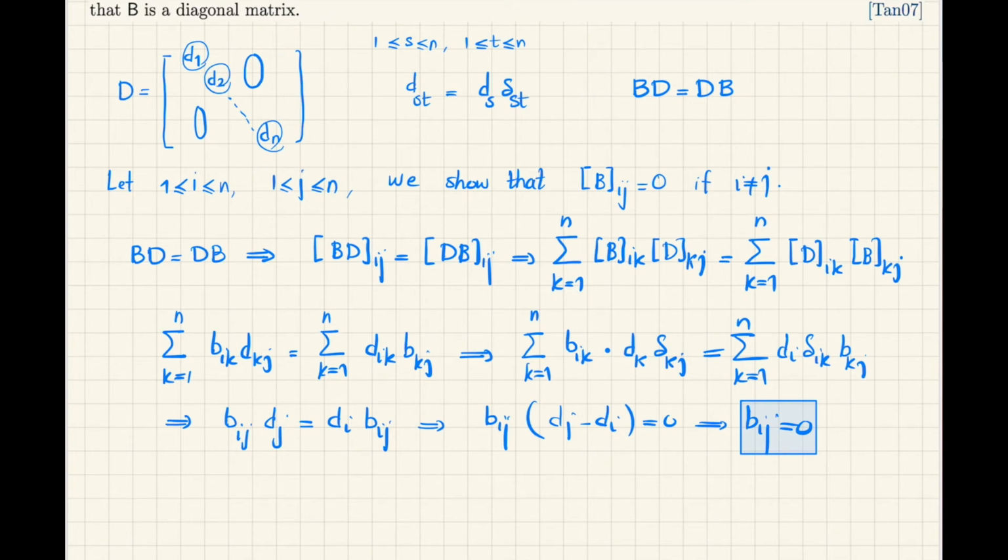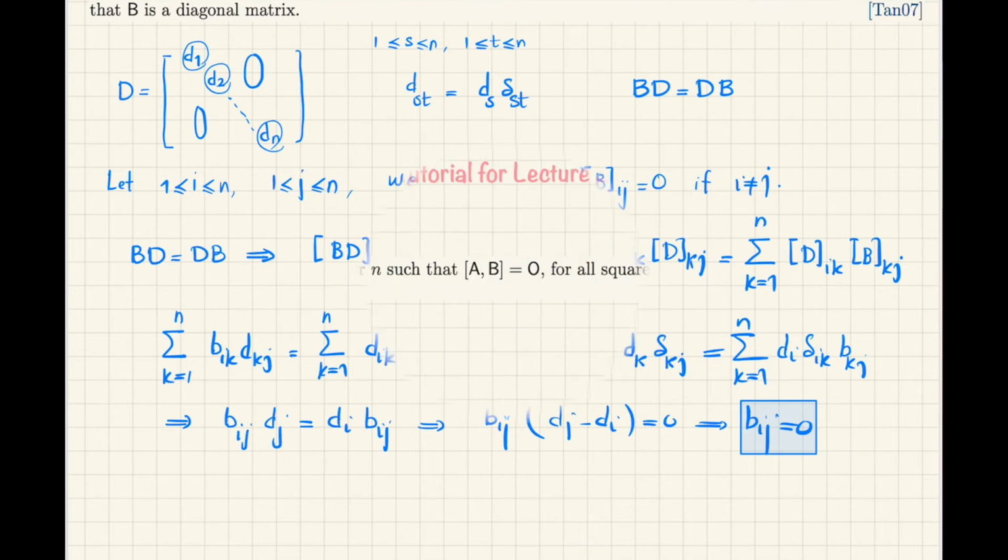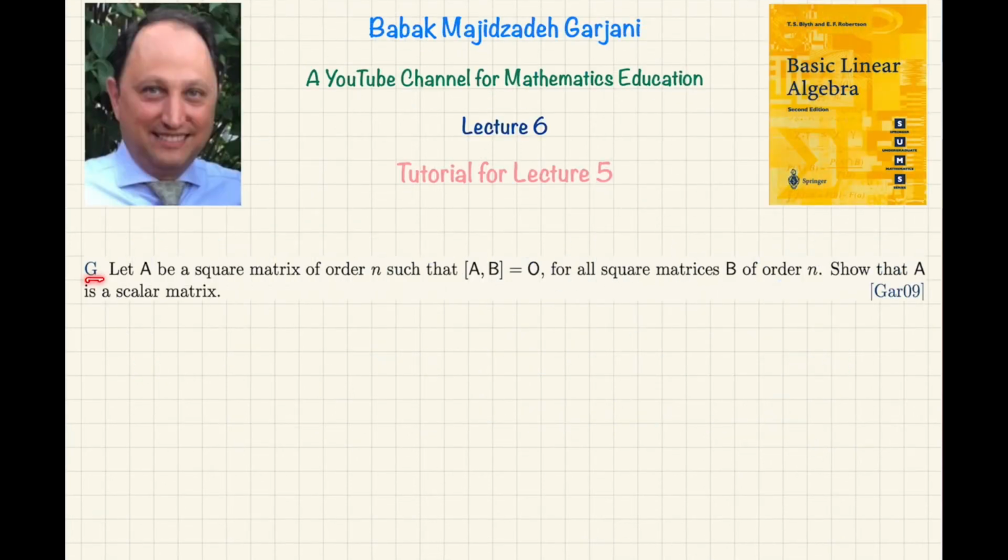Okay, now we go to the next problem. Okay, now problem G. Let A be a square matrix of order n such that the commutator of A and B is equal to the 0 matrix for all square matrices B of order n. Show that A is a scalar matrix. Okay.